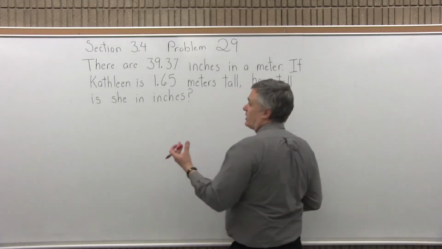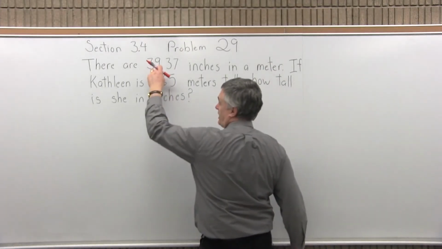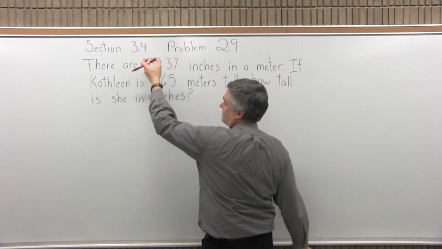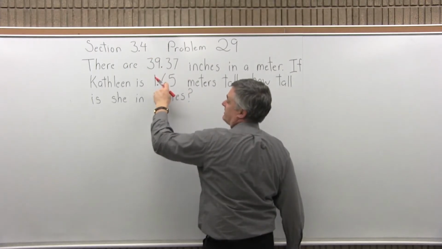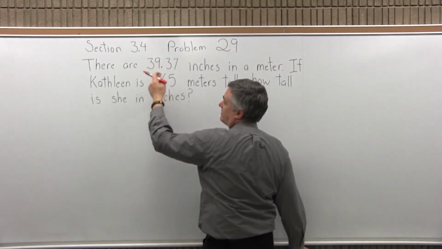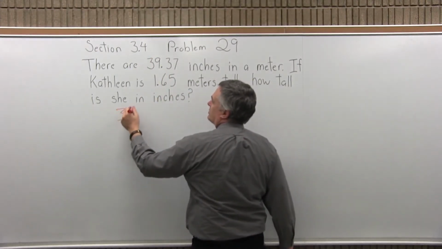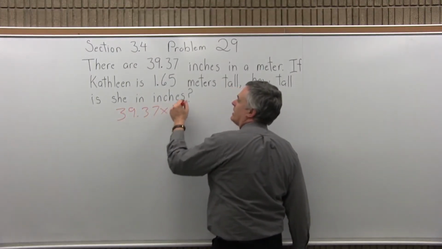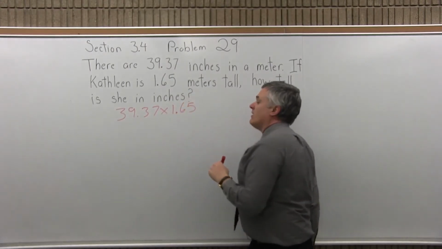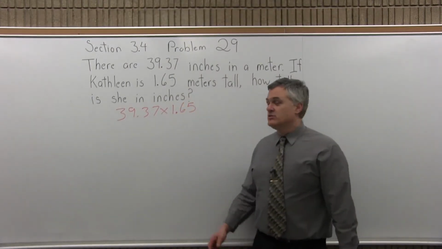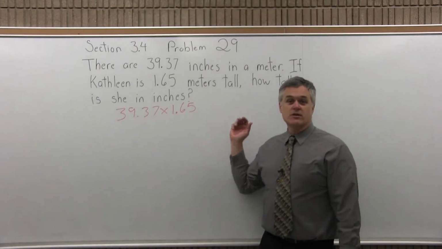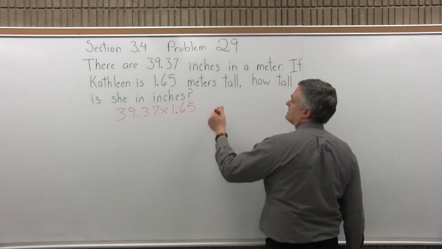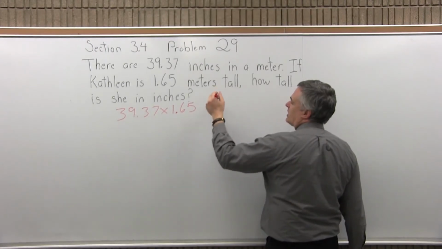So what you'd have to do is multiply. So 1 meter has 39.37. So if this person is 1 meter tall, they'd be 39.37 inches tall, but they're more than 1.5 meters. So you have to multiply these. It would be 39.37 times 1.65. Now again, if you have a calculator that you can use, you can just enter it in your calculator, hit equals, and you'll get the answer right away. Where we're not supposed to use a calculator for these, I'll write it vertically to do the computation.